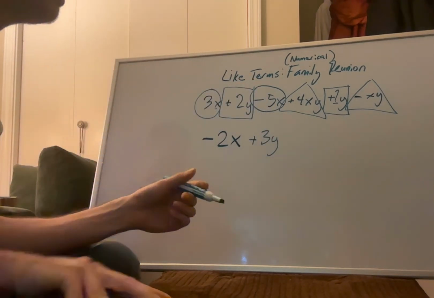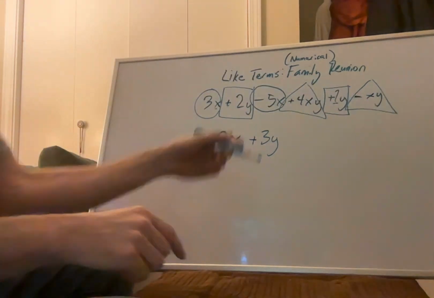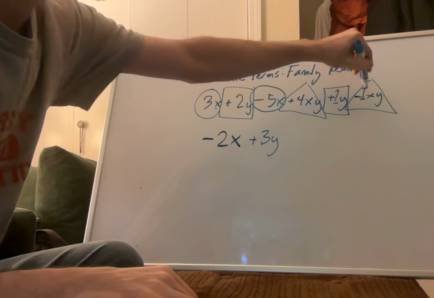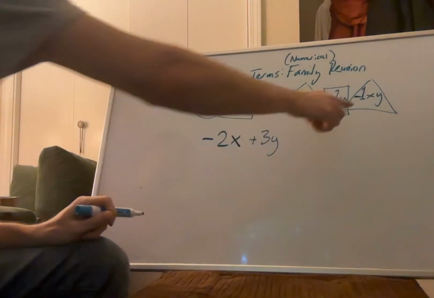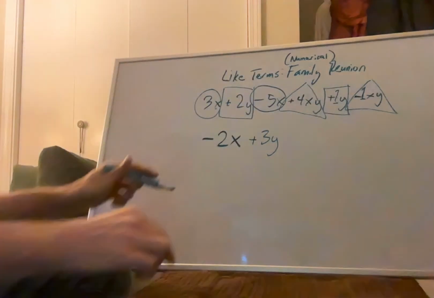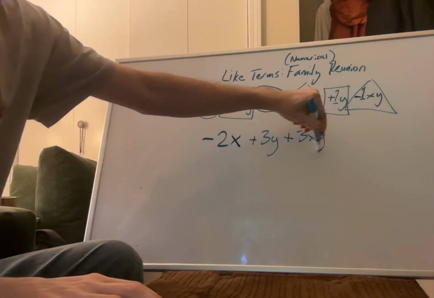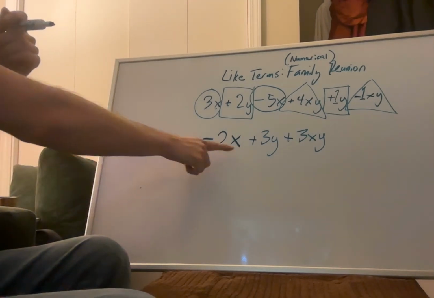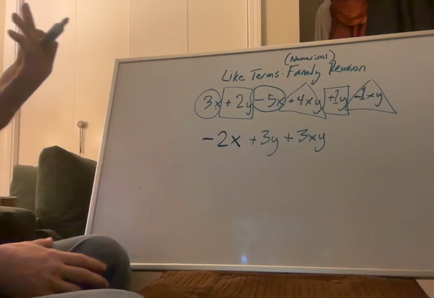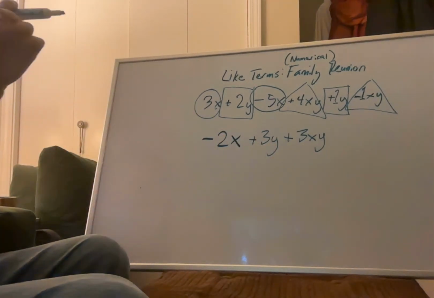And then lastly, we have the 4xy minus xy, right? Once again, we can use this trick here, right, where we can put a placeholder 1 in here. That doesn't change the value of this. And then we have 4 minus 1 is 3. So this would all simplify to the single expression -2x plus 3y plus 3xy, which is quite a bit more concise than this one up here.